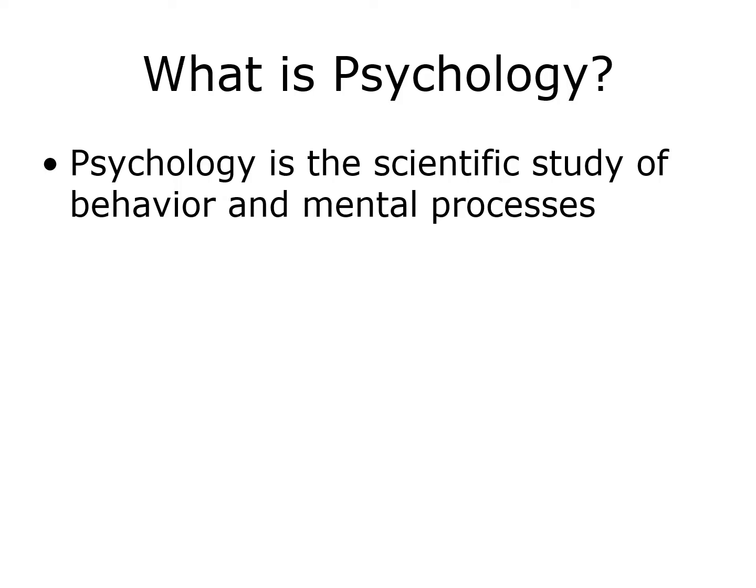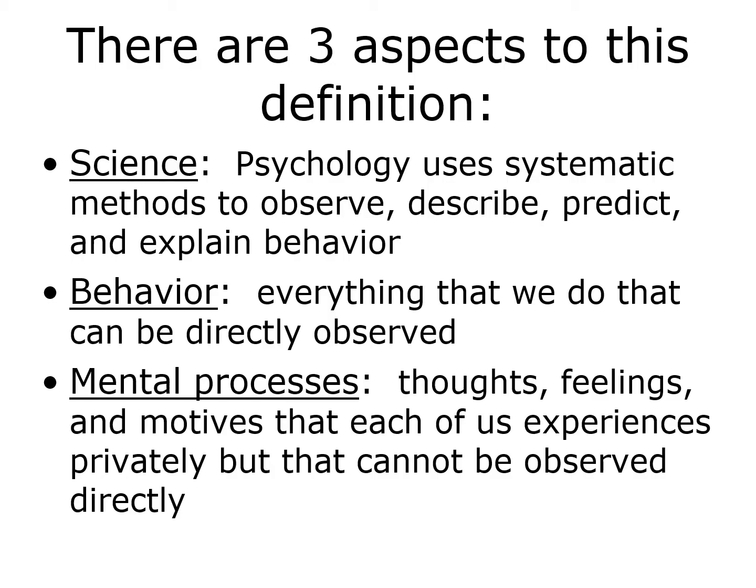Again, here's our same definition we used last week. Psychology is the scientific study of behavior and mental processes. Just like we talked about last week, we're going to break down that definition just to give you a little bit of a reminder as we talk about the science of psychology. Here are our definitions again. Science: using systematic methods to observe, describe, predict, and explain behavior.